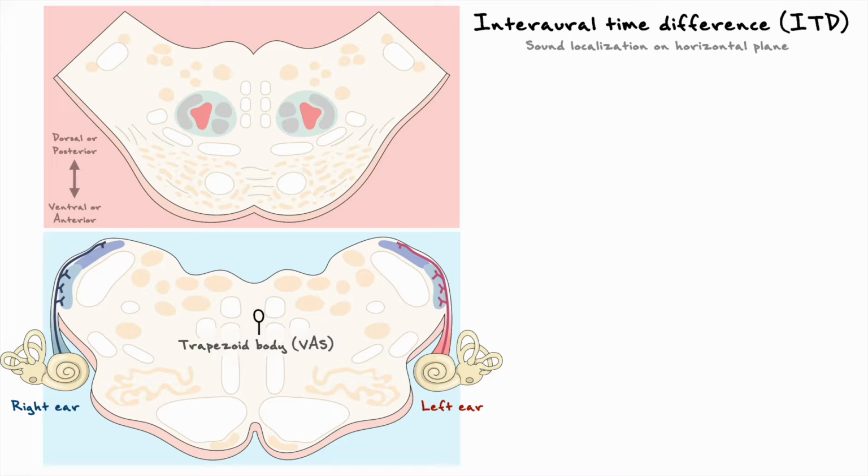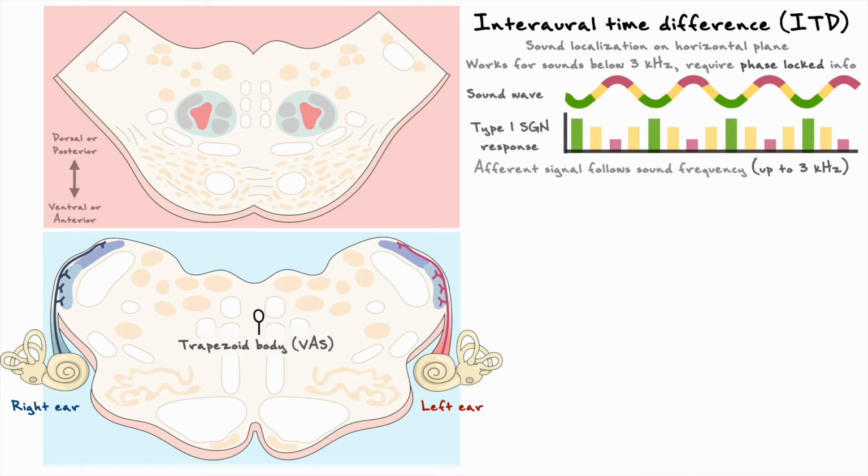So, if we start with ITD first, as we said, this mechanism works best for sounds under 3 kHz, and that is because this mechanism uses phase-locked information. If you recall from our discussion on inner hair cells and sensory afferents, phase locking referred to the ability of afferents to follow the compressions and rarefactions of the wave in their signal. So when the phase of a sound was a rarefaction, the activity of the fiber was highest and lowest during a compression. As such, the frequency of the sound was encoded in the activity of the afferent fiber, but after 3 kHz, the frequency becomes too high to follow.